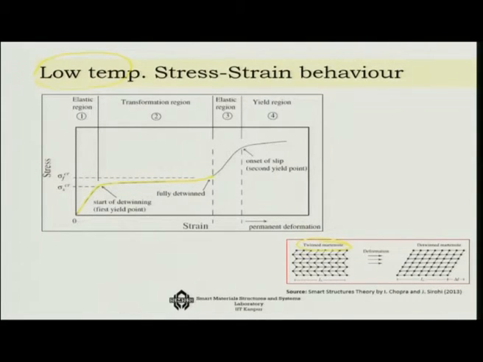Now, the transformation is happening from twinned to detwinned state. So, beyond this, this detwinned state has been achieved, as you can see, and then once again it will behave in an elastic manner. So, that is the elastic region. After that, if you do not change the temperature, then you will see the yield region and the failure of the system. So, this is the low temperature stress strain behavior of the SMA wire.